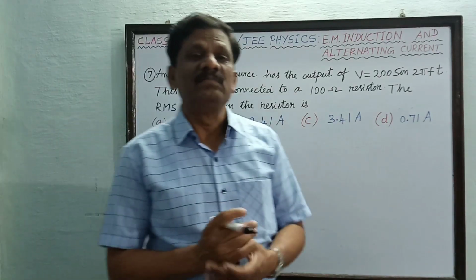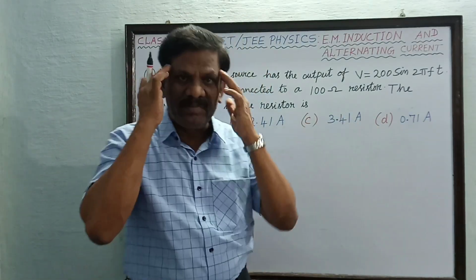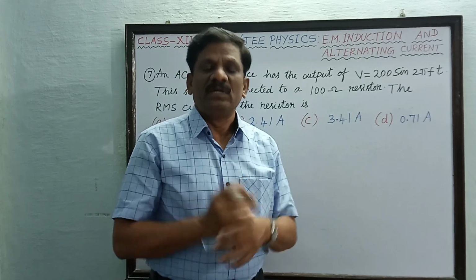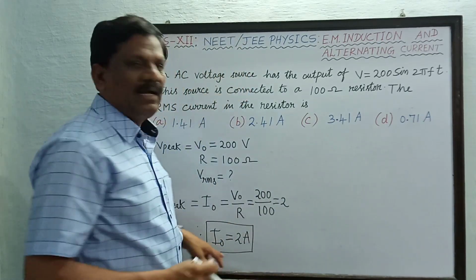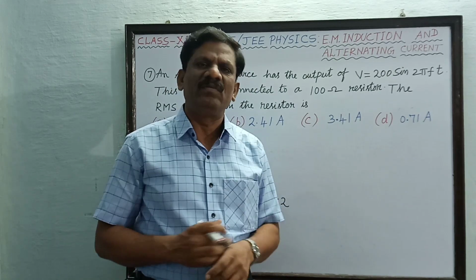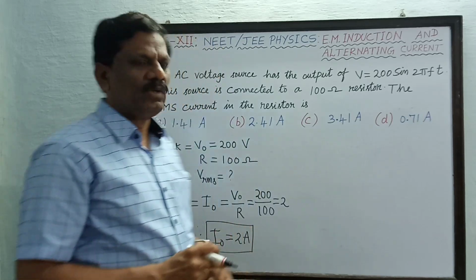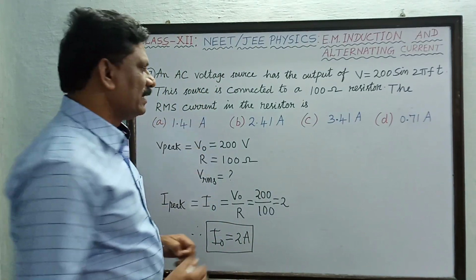Now quickly some students will think that this is the final answer and will be thinking none of the above. But what we have determined is I0. I0 is called what? The maximum value of the current, or the peak value of the current. But what is asked in the question? The RMS value, root mean square value of the current, is asked.